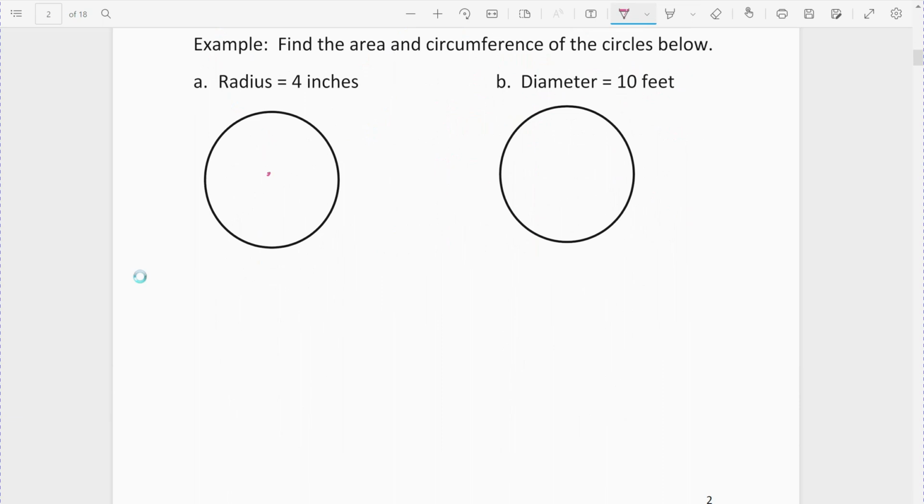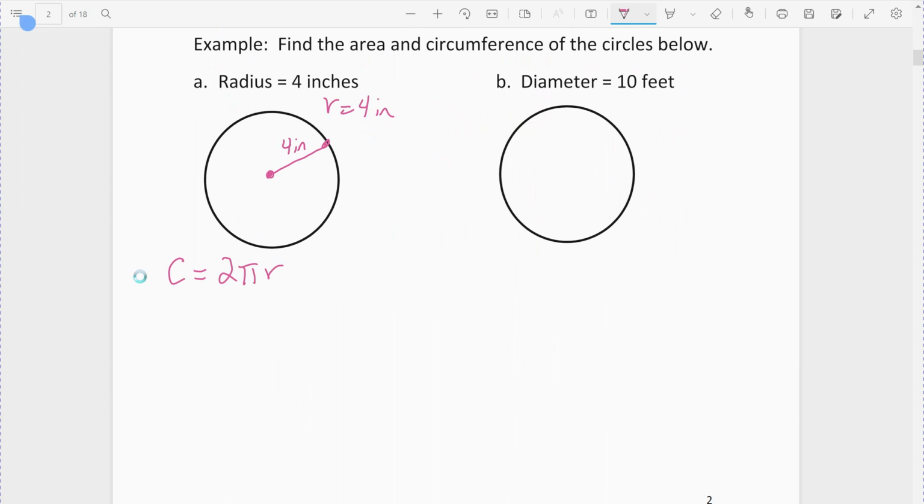And so the first circle has a radius of 4 inches. So again, the radius is what we want. That's the r in my formulas. And so when we go to find our circumference, remember the formula is given to you. You don't have to remember it, but it's 2 pi times the radius. And remember, you have to use the pi key on the calculator.